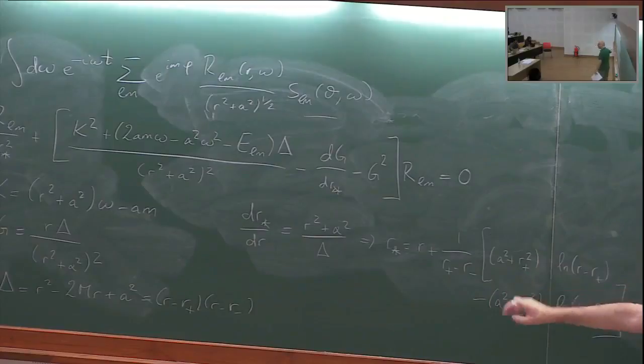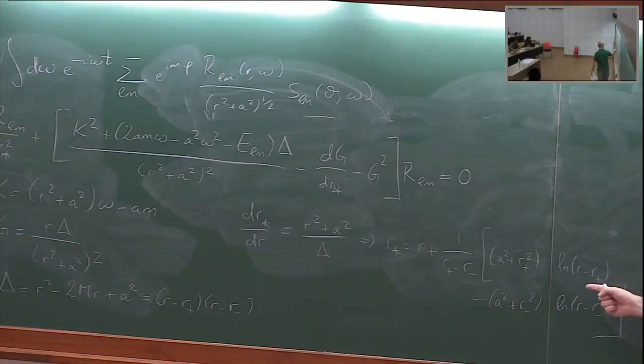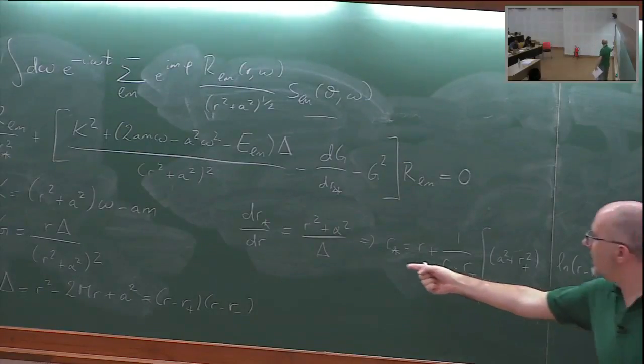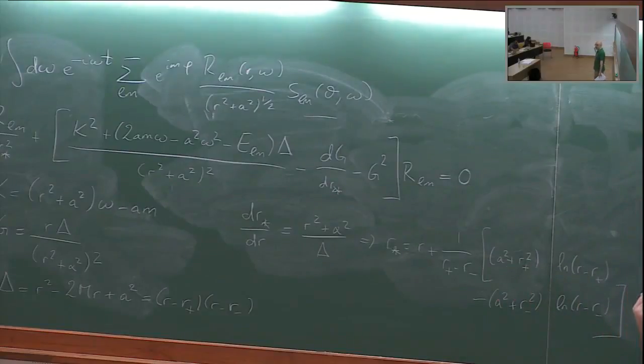So it's some function that looks very similar to the one we derived for Schwarzschild. In particular, it has the feature that, as you can see, when r goes to r plus, r star goes to minus infinity, and when r goes to infinity, r star goes to plus infinity, which is what you want, right? Okay.